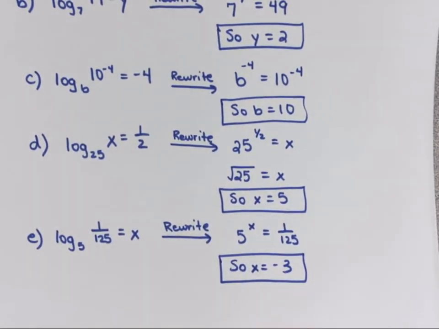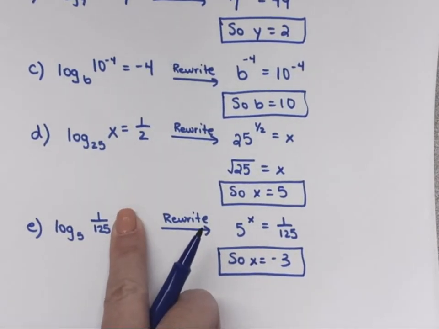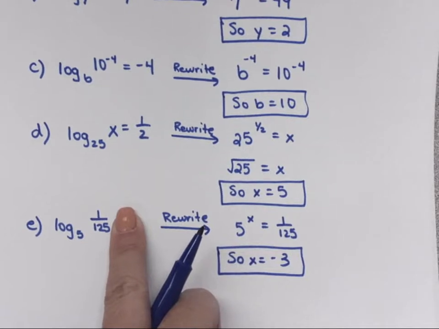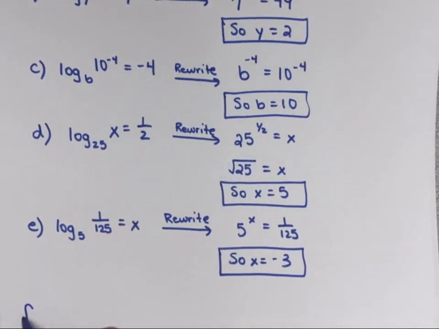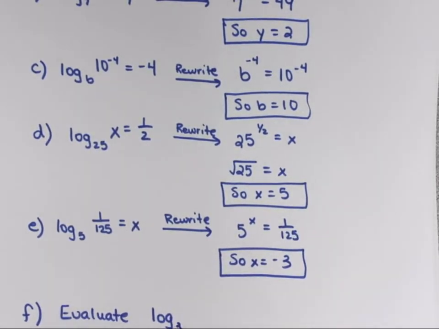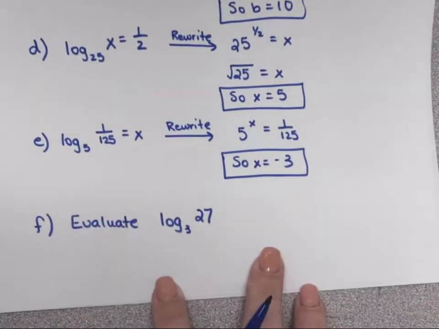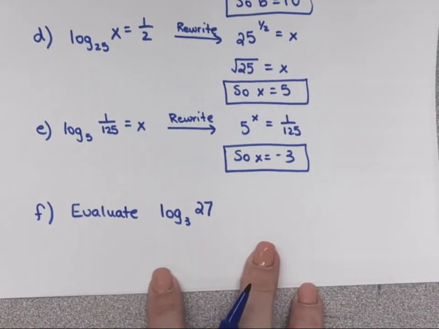No matter where your unknown quantity is, even if it asks you something like this, if it says to evaluate this log, then what you're trying to find is the answer. Let me show you what I mean by that. If it just says evaluate log base 3 of 27, then what it's really asking you to find is the answer. What's the answer to that?